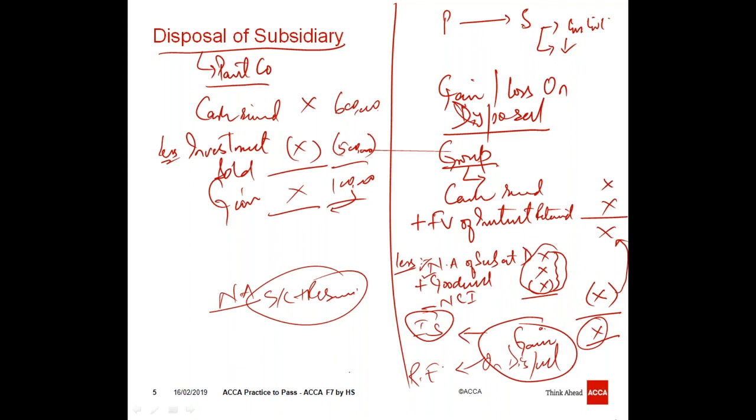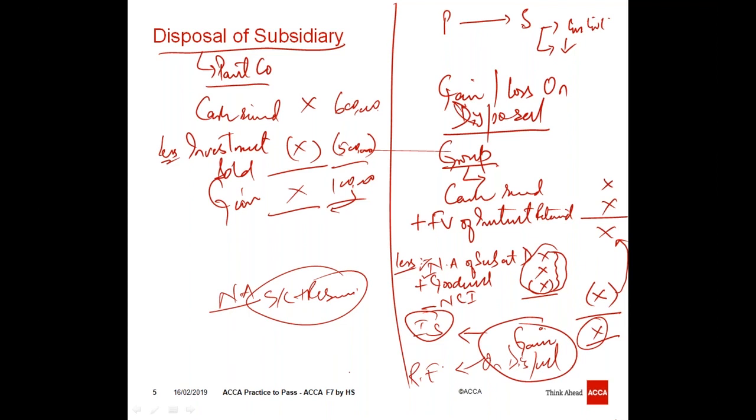Yes, you can add it, but I think it's good for you if you just follow the formula. The fair value of the investment retained is the retained earnings? No, the fair value of the investment retained means the investment which the parent company still has after the disposal. The current value of this investment is called the fair value of the investment retained. It's not retained earnings.